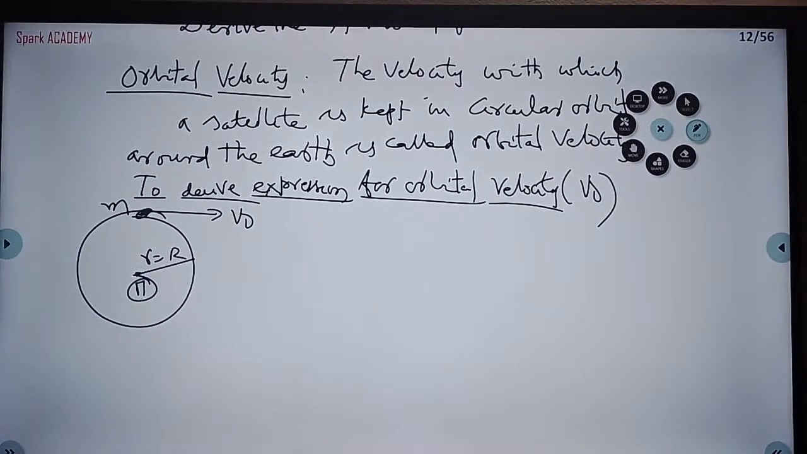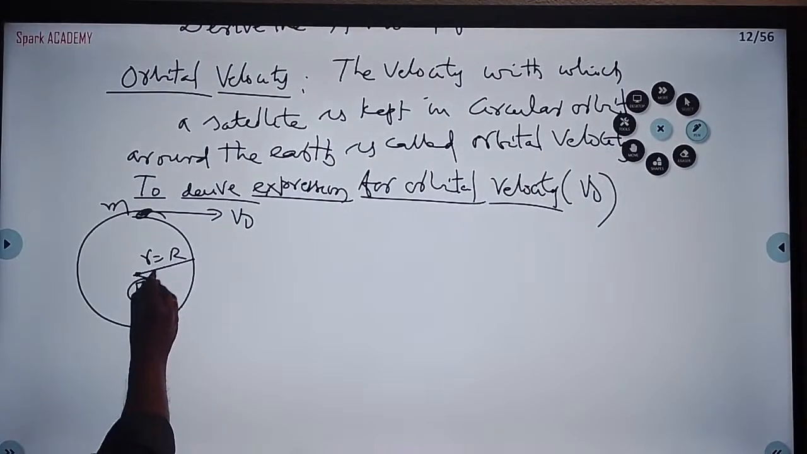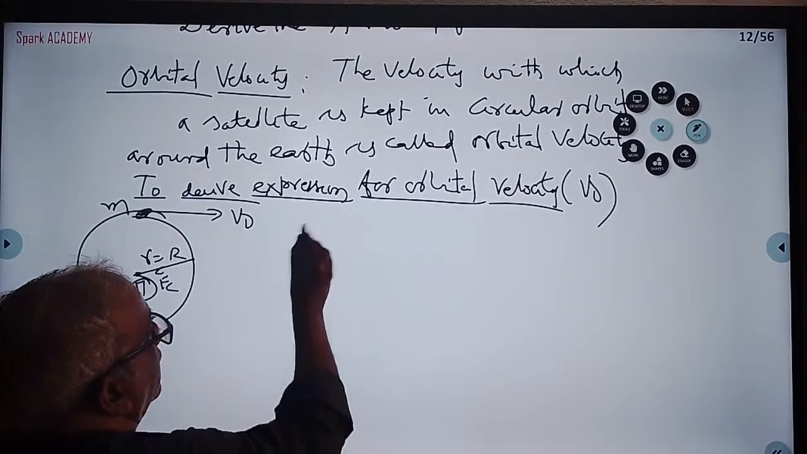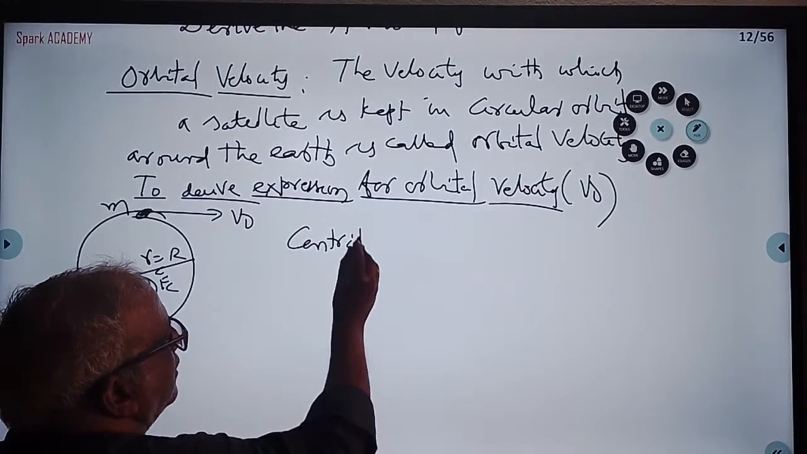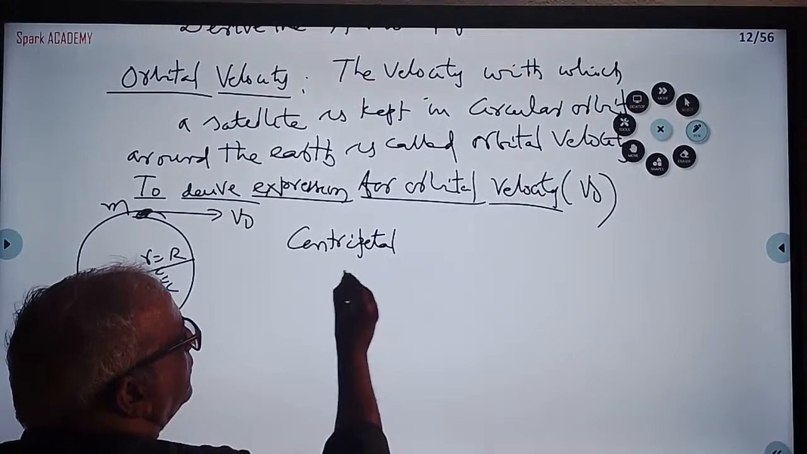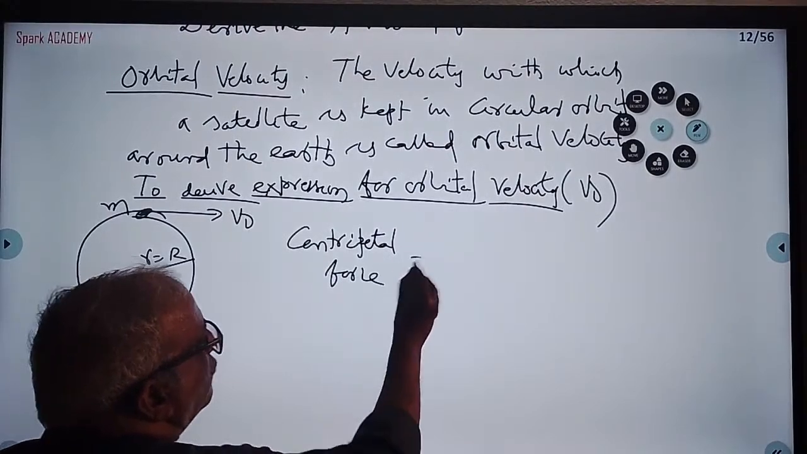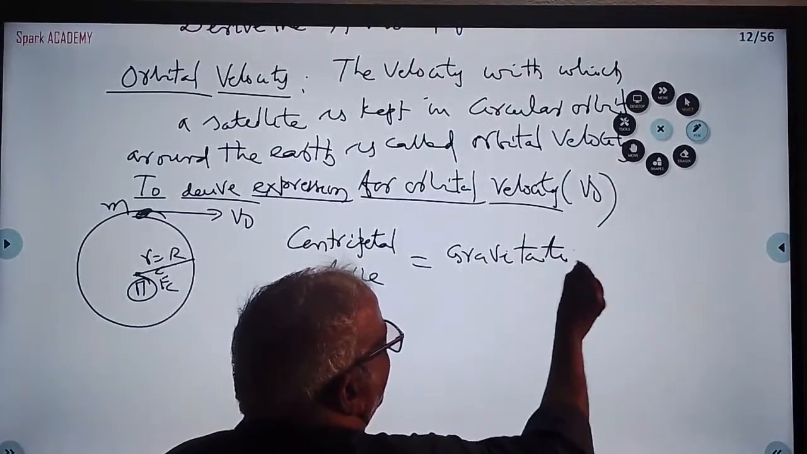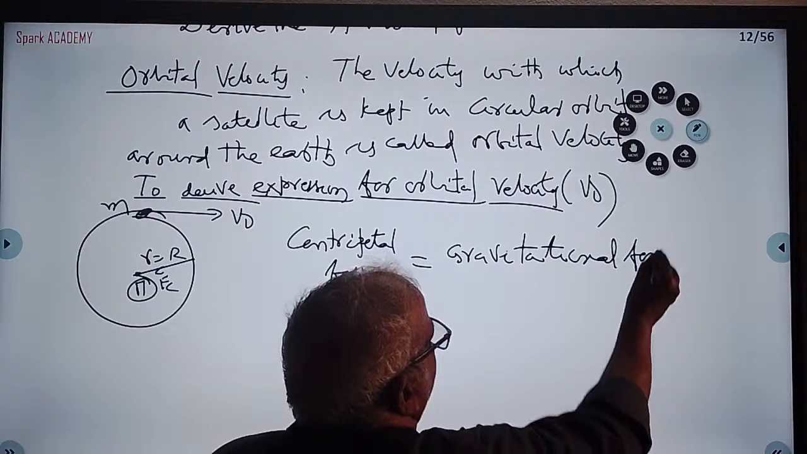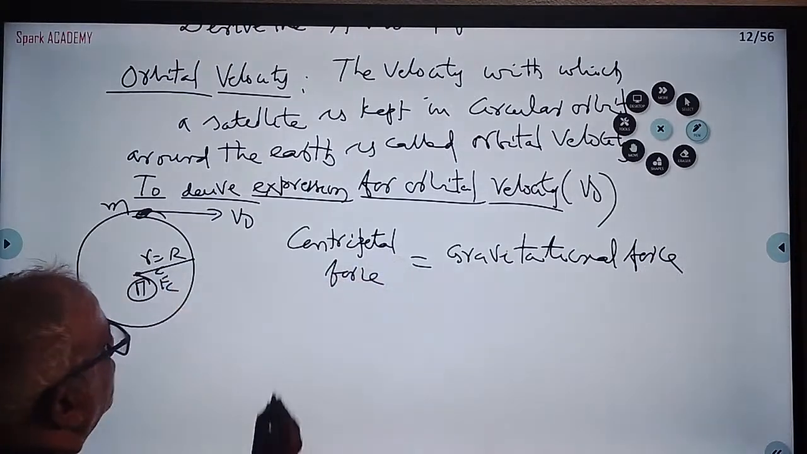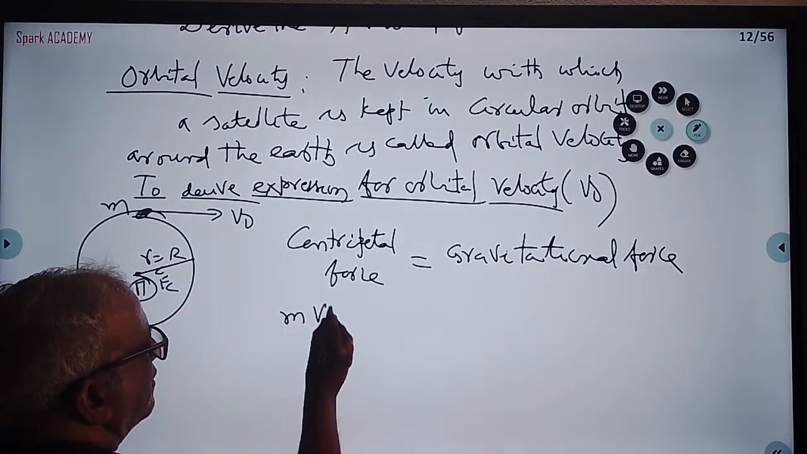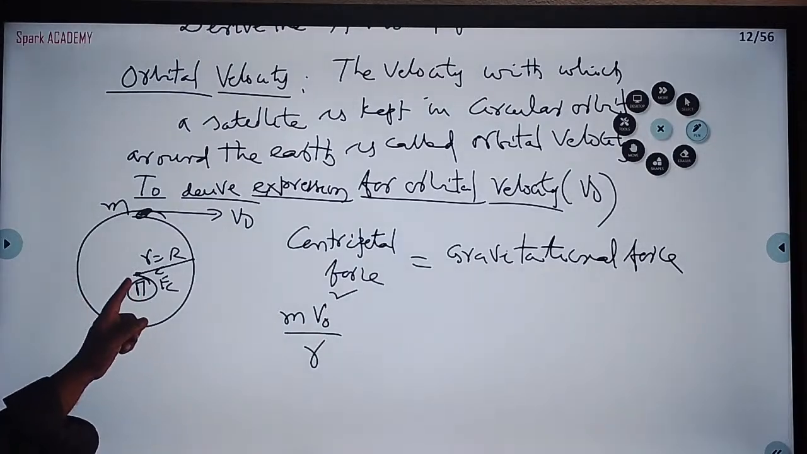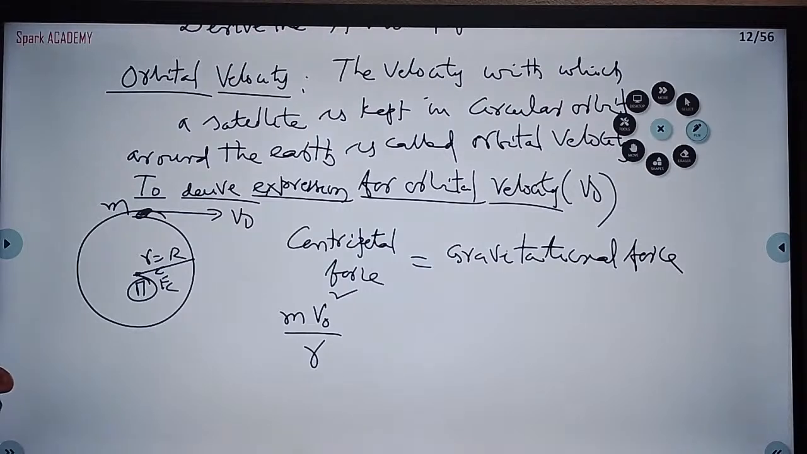This is the derivation. There is a centripetal force here, so the derivation starts with the centripetal force. Here you have to consider forces. Centripetal force is equal to the gravitational force between the earth and the satellite. What is the formula for centripetal force? m V0 square by r. Here r is the radius of the orbit.